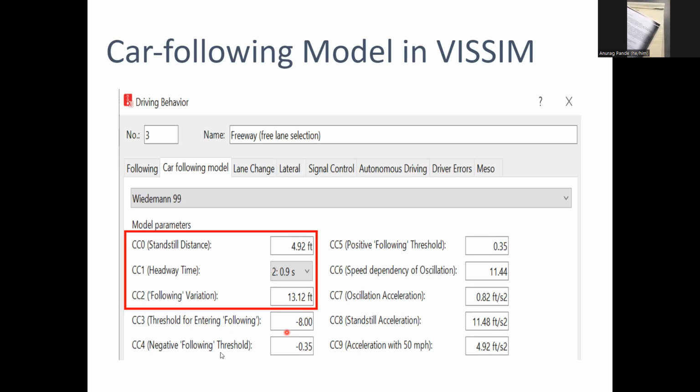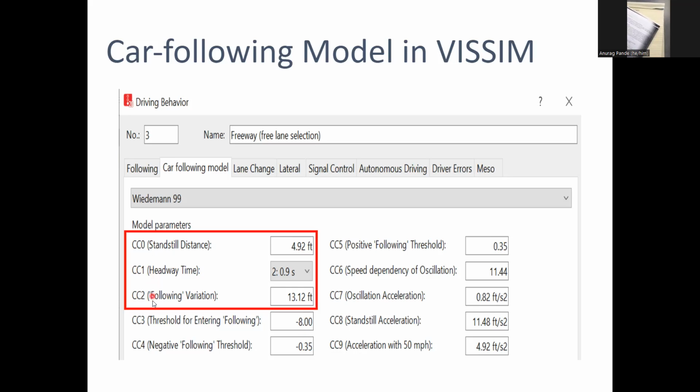And these are the thresholds. Following, so some of these thresholds are defined based on the slope of the lines and so forth. So this is what this is: positive following threshold 0.35, negative following threshold negative 0.35. So you're basically defining two lines with the exact same positive and negative slopes.